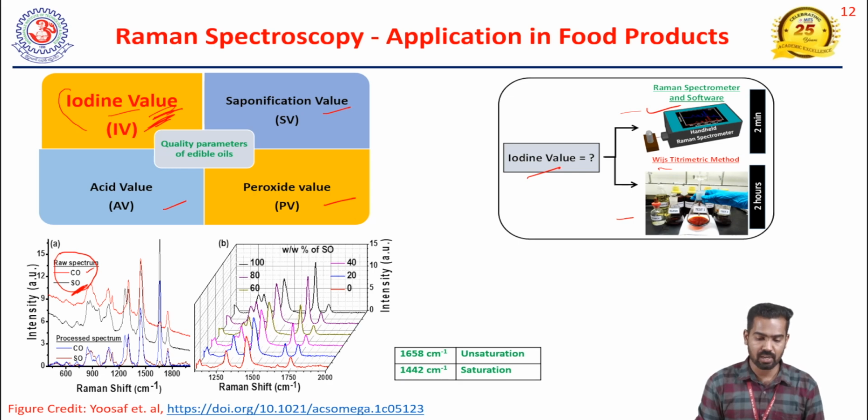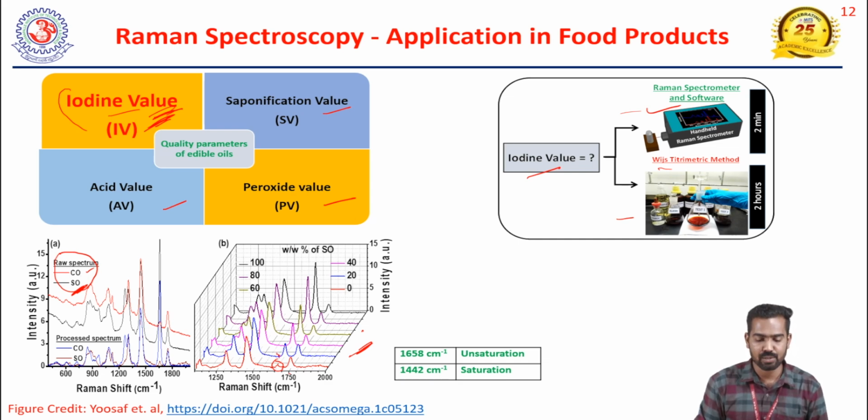Here, in the second graph, you can see the peak. This is the pure coconut oil; the red graph shows the pure coconut oil. Once you add 20 percent sunflower oil, the second one, the blue one, you can see that the peak intensity is increasing.